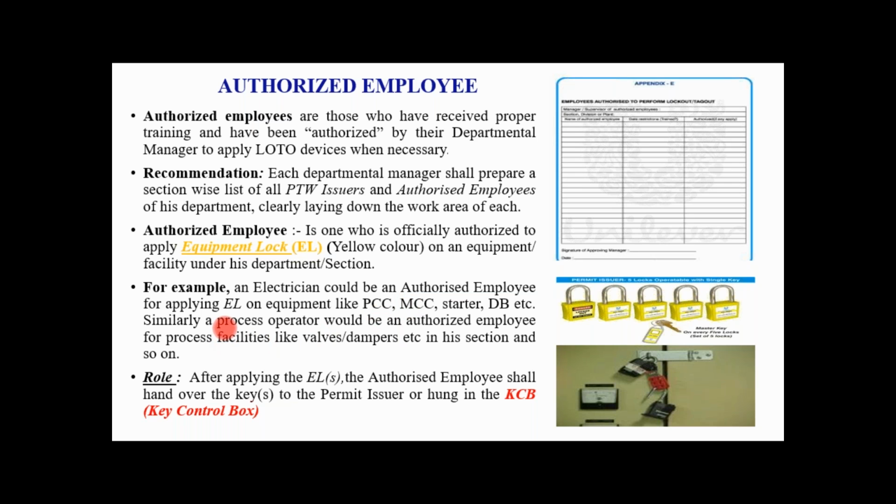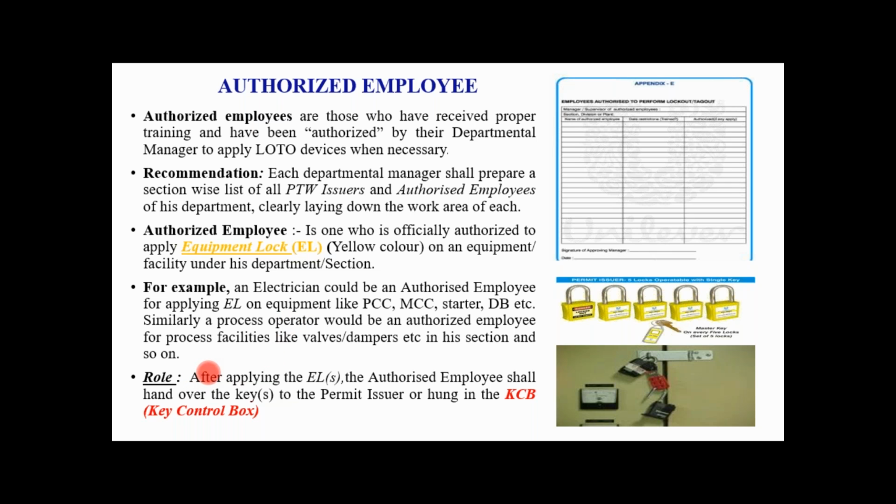Then second, a process operator would be an authorized employee for process facilities like valves or dampers, etc. in his section and so on. So in the chemical industries, normally when we are talking about equipment like reactors, heat exchangers, etc., there is a specific operator for doing that activity. Suppose for the distillation operation, the distillation equipment is operated by the experienced operator only, and that operator is an authorized employee for doing those operations or the LOTO systems.